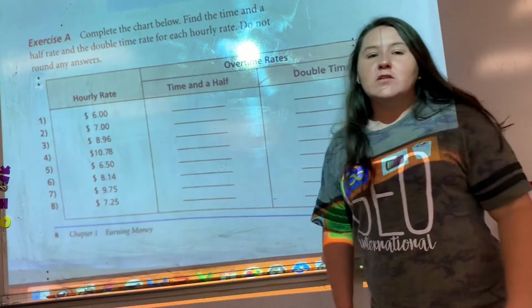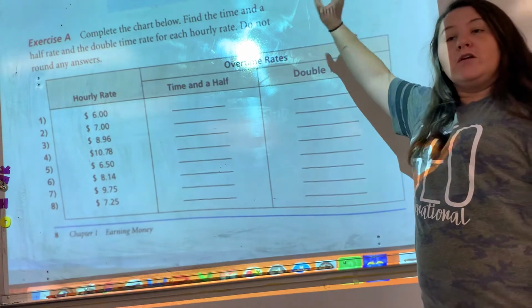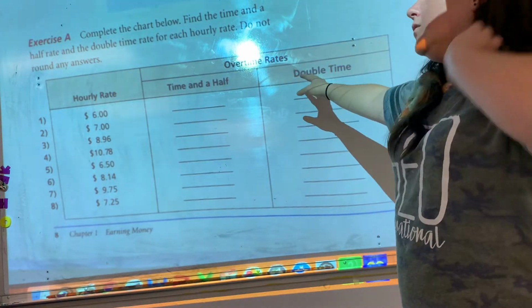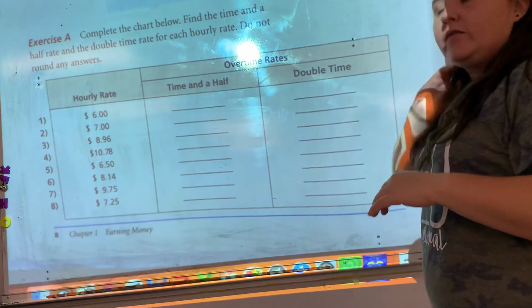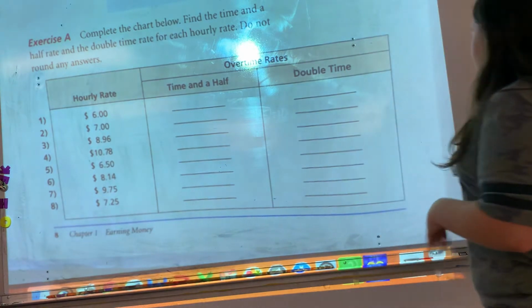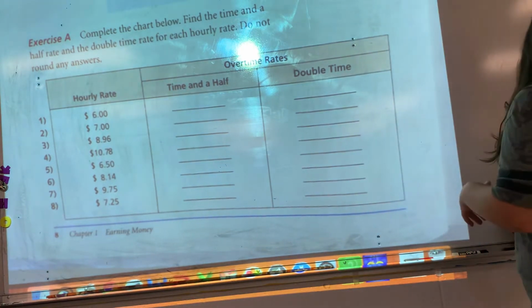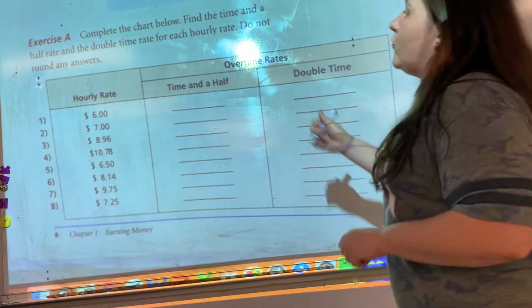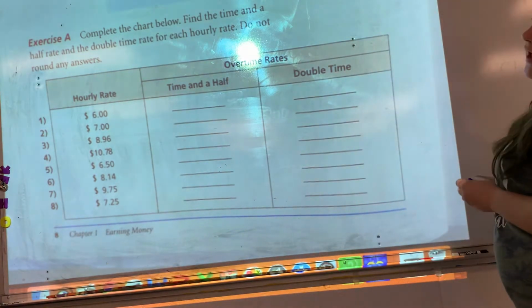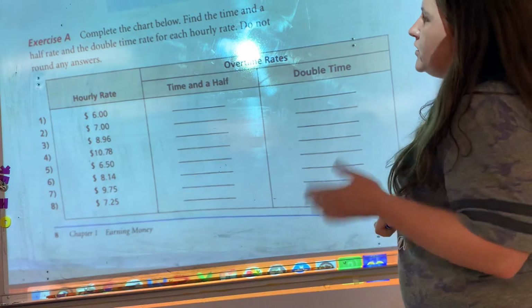Hi everyone, so today we're going to do lesson 4, exercises A and B, and then we are going to look at lesson 5 as well. For lesson 4 exercise A, we're dealing with time, but we're looking at overtime pay. For this one, we're going to complete the chart, find the time and a half rate and the double time rate for each hourly rate.